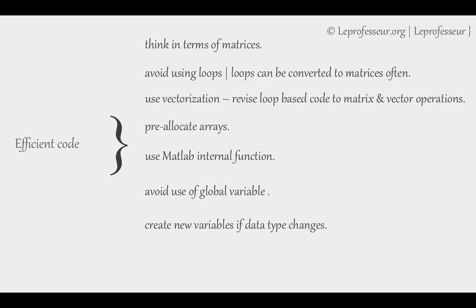Create new variables if the data type changes. For example, if A you have been using for integers, say 11, and at some point in time you want to use some floating point number, then use a different variable for floating point. So whenever the data type changes, use a different variable.